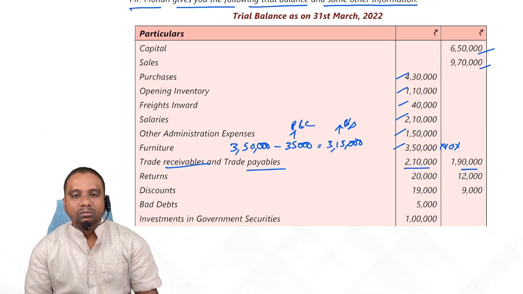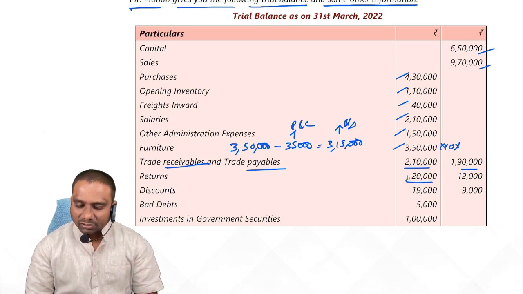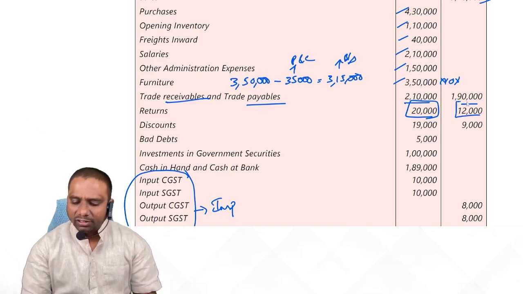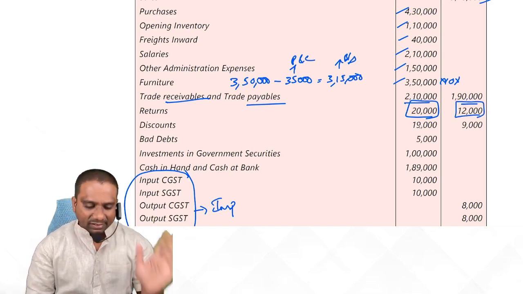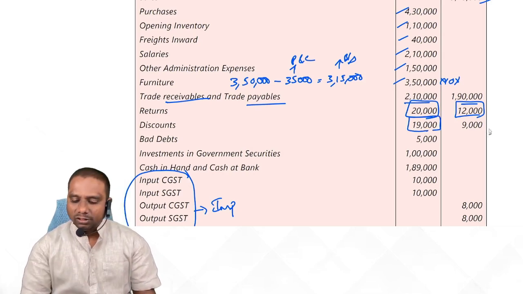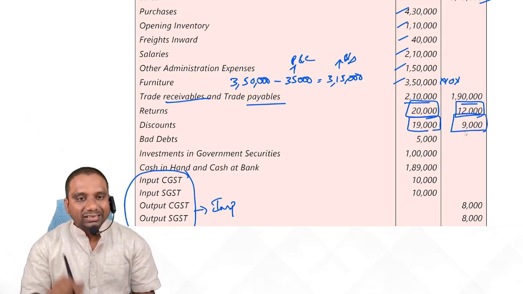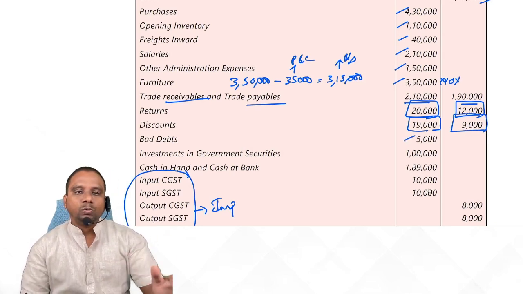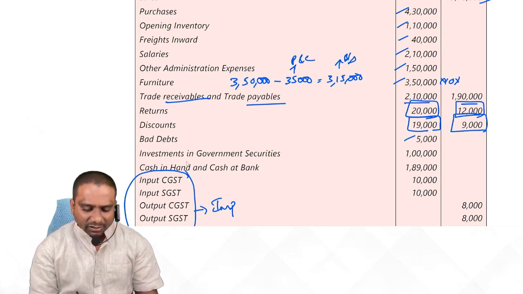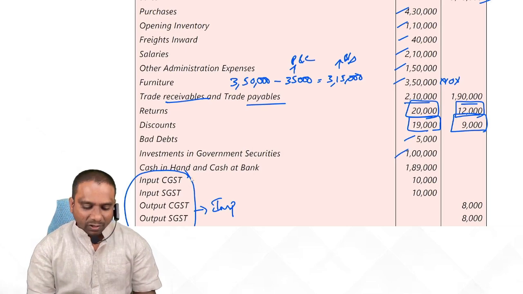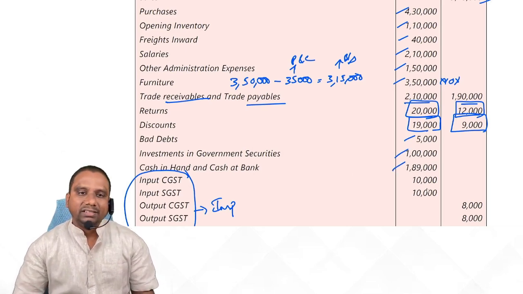Next one. Trade receivable, asset, balance sheet. Trade payable, liability, balance sheet, liability side. Returns: debit, sales returns, deduct from sales. Credit, purchase returns, deduct from purchases. Next, discount: debit, discount allowed, P&L account debit; credit, discount received, P&L account credit. Bad debts, simply transfer to P&L account debit because it is lost. Next, investments in government securities, asset, balance sheet, asset side. Cash in hand, cash at bank, balance sheet, asset side.